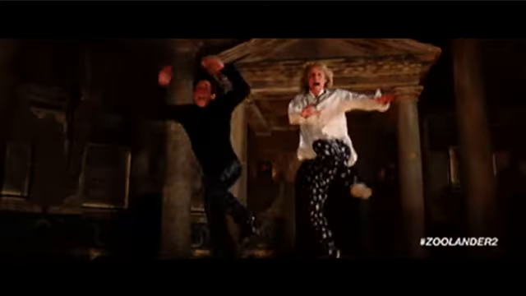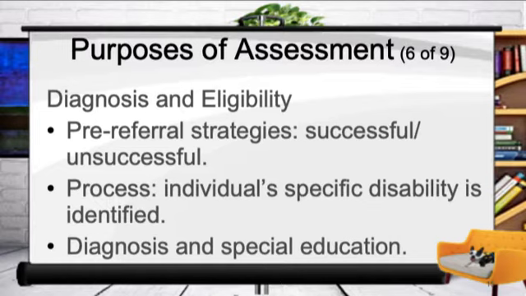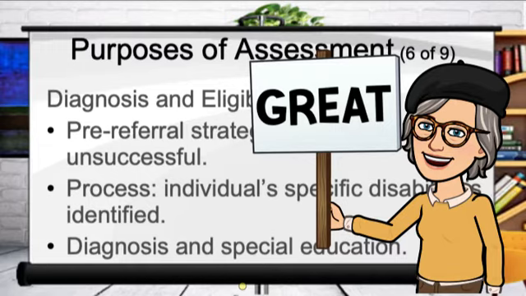And we are back, still with Chapter 2, and we are talking about diagnosis and eligibility right now. So let's talk about pre-referral strategies and when they're successful versus unsuccessful. If the pre-referral strategies that you've implemented are successful, great. The student remains in general education and receives the help and attention that they need.